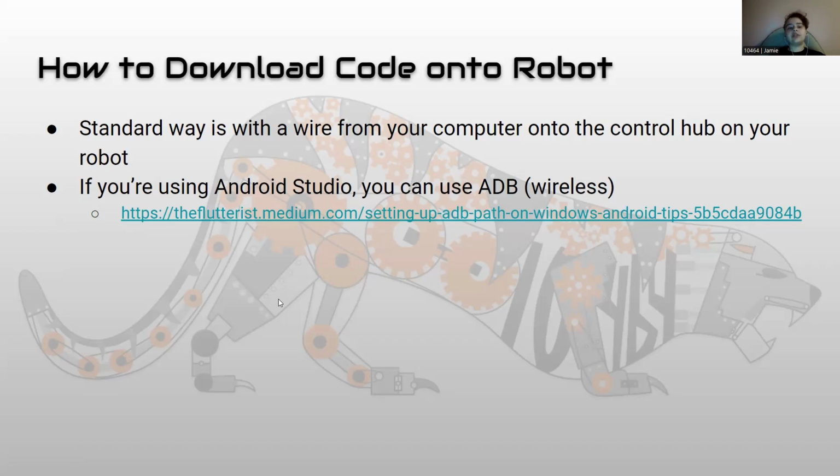And then if you're using Android Studio, which is the software that we use, you can use an ADB or wireless connection through your computer in order to download without having to plug in. Saves you a little bit of time. There's a link there on the slide that Alex just posted in the chat that will walk you through how to set that up and use that in your situation.